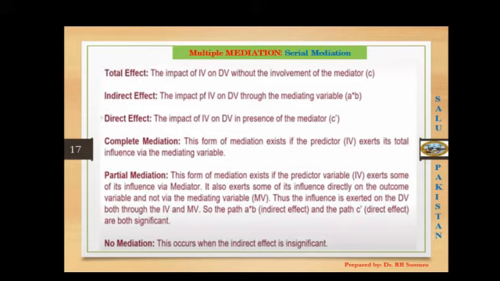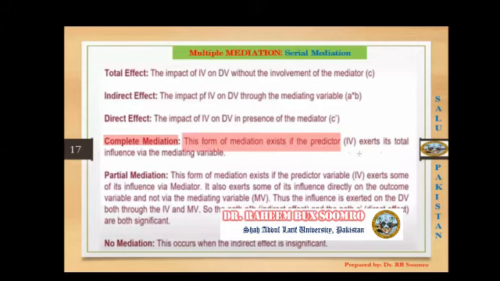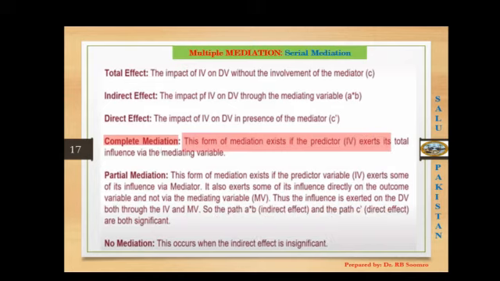Okay, and complete mediation: when does complete mediation occur? That is important to know. This form of mediation exists if the predictor, the independent variable, exerts its total influence via the mediator. So when the independent variable puts all its impact or influence on the dependent variable through your mediating variable, it is called complete mediation.